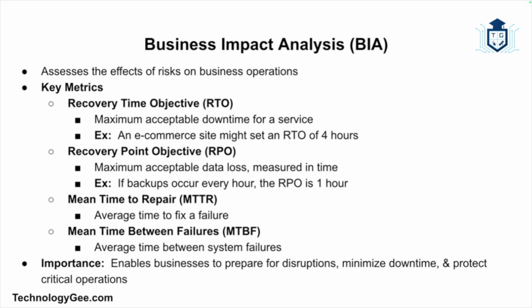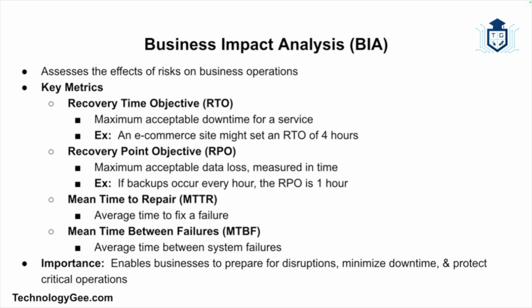So a business impact analysis assesses the effects of risk on business operations. And the key metrics include the following. We have what is called the recovery time objective. This is the maximum acceptable downtime for a service. So an example could be an e-commerce site might set an RTO of 4 hours. We have what is called the recovery point objective. This is the maximum acceptable data loss, which is measured in time. An example could be if backups occur every hour, the RPO is 1 hour.